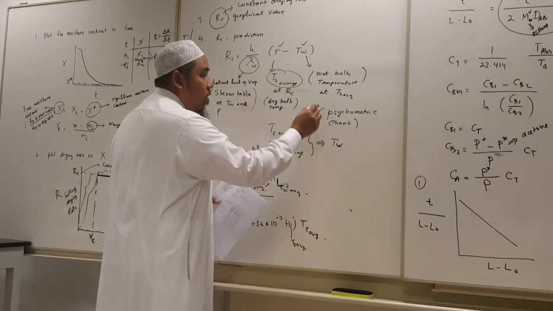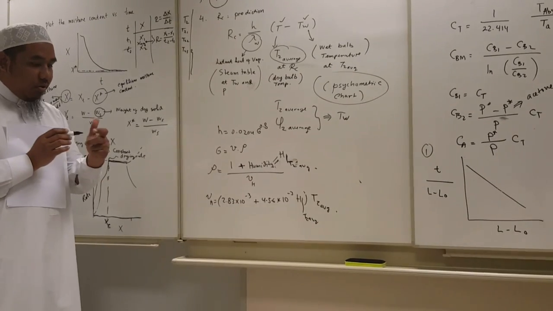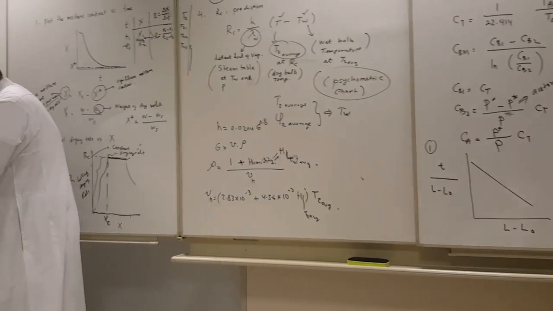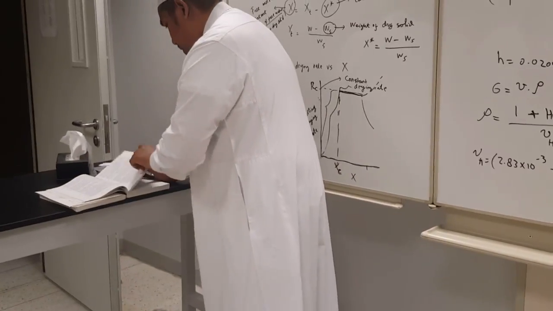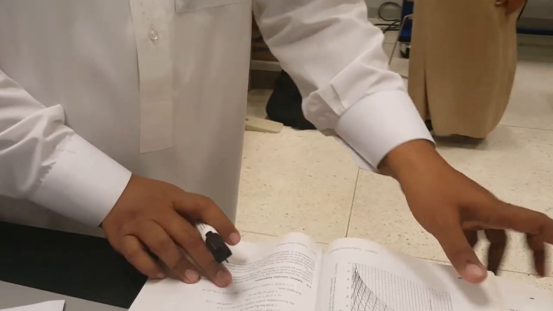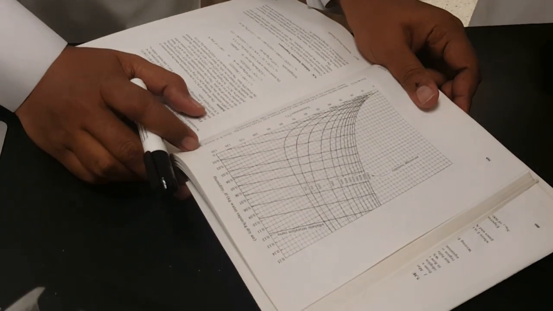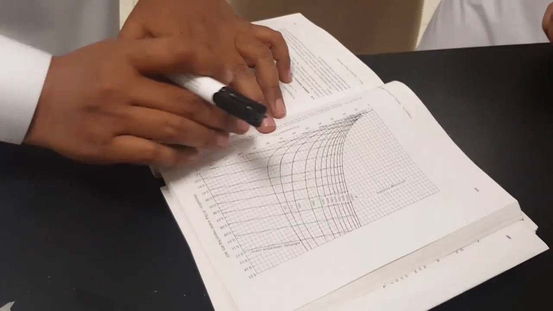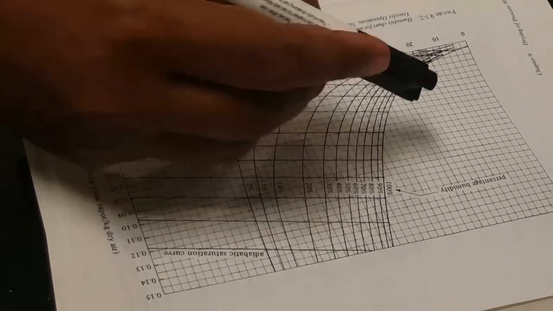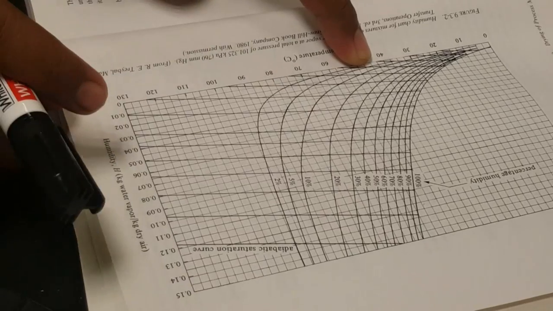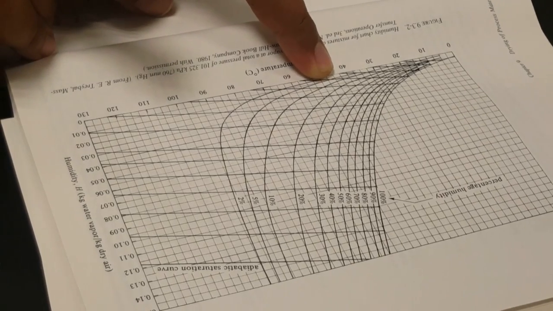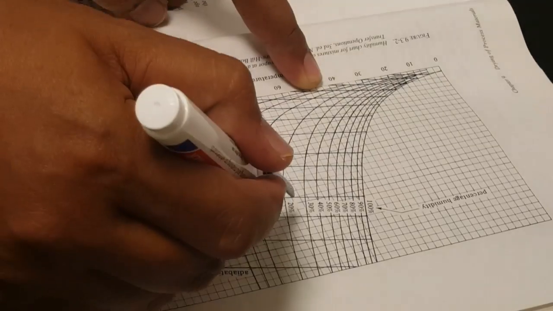How to find this? Go to the psychrometric chart. Look at this book. You have the dry bulb temperature, T2 average, let's say 44 here. And you have the humidity, it's very low, about 12, somewhere here.